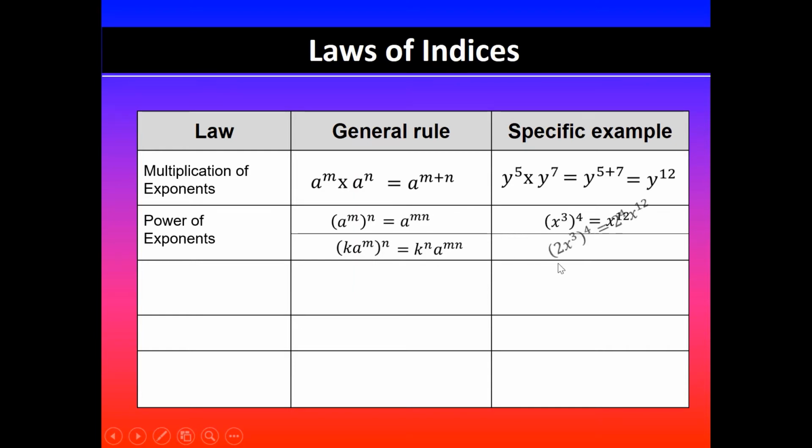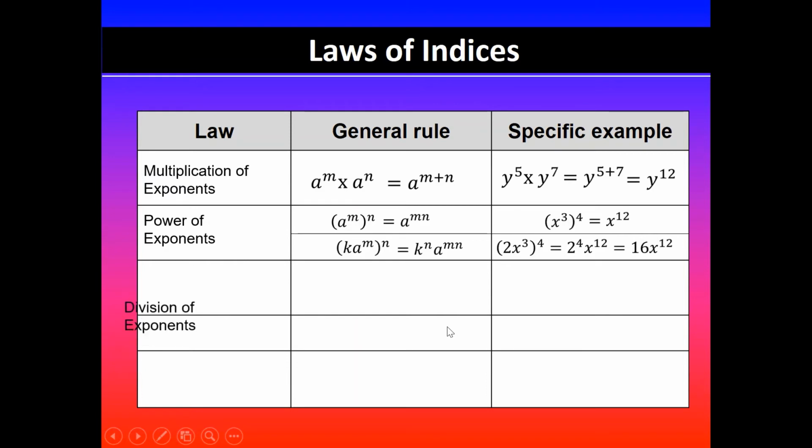An example for this one, if you're given 2x cubed, whole thing raised to the power of 4, this means 2 is raised to the power of 4, and then x is to the power of 3 times 4, which is 12. And then we can further simplify. 2 to the power of 4 is 2 times 2 times 2 times 2, so 2 is multiplied by itself 4 times, and that gives you 16. So the answer is 16x to the power of 12.